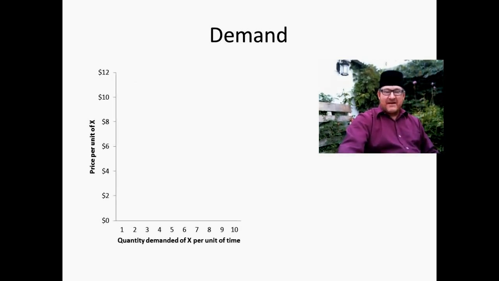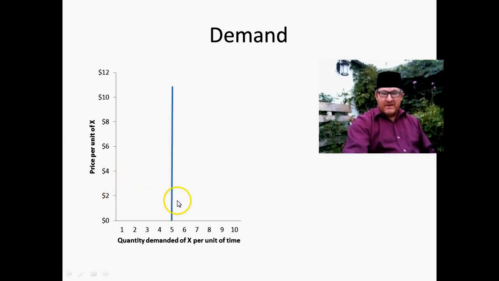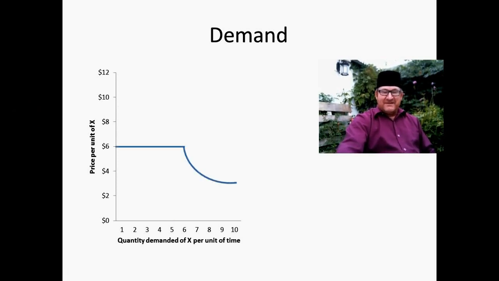But suffice to say, you can have a demand curve which looks like this. See, it's not a straight line. You could have a demand curve which looks like this, the vertical line, meaning that there's a certain quantity demanded irrespective of the price. The price is $2, the quantity demanded is 5. The price is $6, the quantity demanded is 5. If the price is $10, the quantity demanded is 5. That's conceivable. It's also possible to have a demand curve that looks like that, which is a little bit wonky.